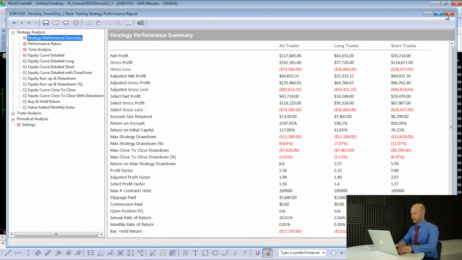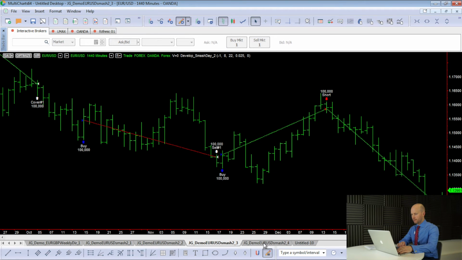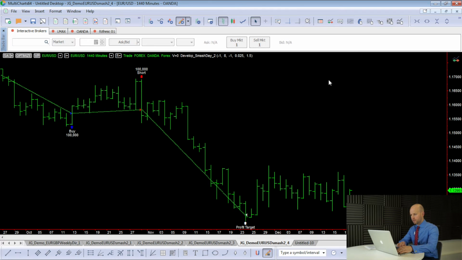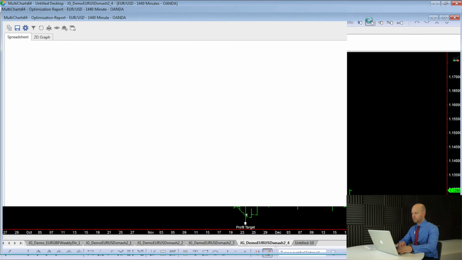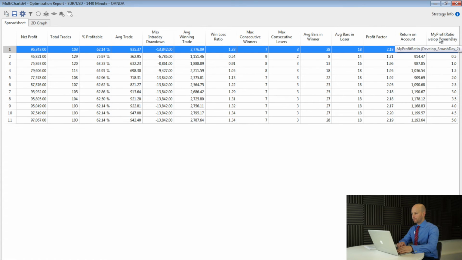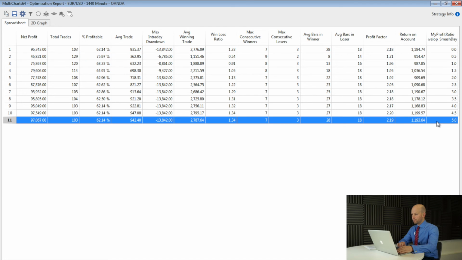Now, the last exit that I want to show you is that profit target. And what I've done is I've done an optimization for my profit ratio, and I've gone from 0, so that's using no profit target whatsoever. That's just the stop and reverse with the 250 pip stop loss. And then I've gone from 0.5 through to 5.